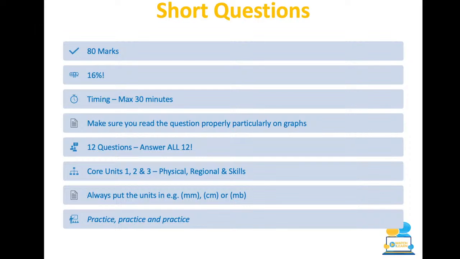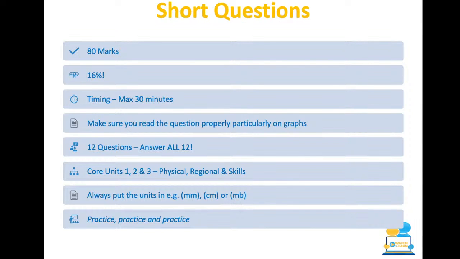Take the 30 minutes, because it's worth the same as your regional, it's worth the same as your physical, it's worth the same as your option. It's 80 marks, so whatever way you need to get them, if it's taking 30 minutes to get the 80 marks, that's absolutely fine. Take the time to do them and make sure you get the full marks, because that will help you to achieve the highest possible grade that you want to get.